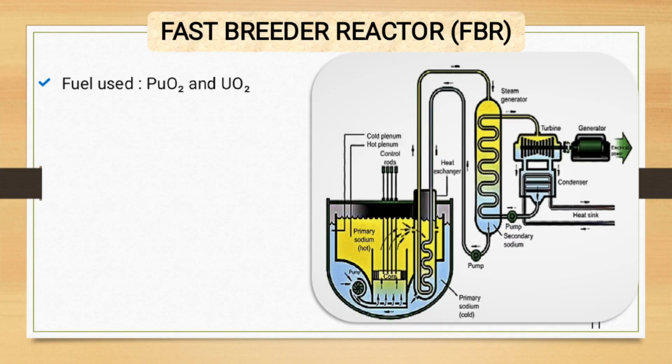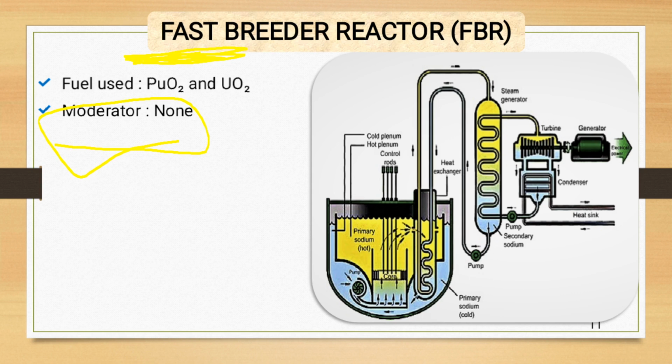Fast breeder reactors is the last type of nuclear reactor. It uses plutonium dioxide and uranium dioxide as fuel. Moderator is none. Why don't we use any moderator in fast breeder reactors? By the word fast, it means that it uses fast moving neutrons. So if we need fast moving neutrons, then we don't need to moderate them. So moderator is absent in fast breeder reactors.